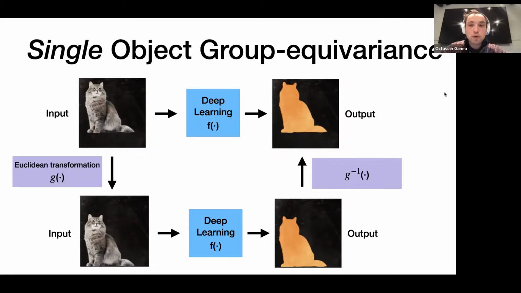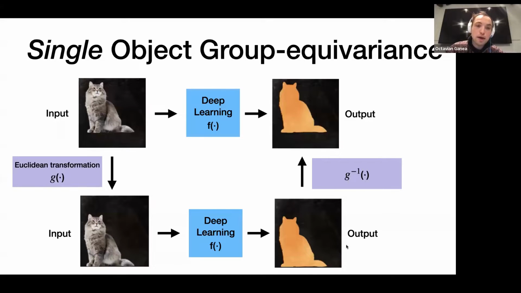When we talk about group equivariance or Euclidean symmetries incorporated in deep learning models, we have in mind this classic, already becoming very classic, model of convnets, which takes as input an image and applies a deep learning model to do maybe image segmentation. Now if we apply a Euclidean transformation, so we slightly translate the object in the image, and then we apply the same deep learning model, what we want is to guarantee that the output of this deep learning model is such that if we invert the initial Euclidean transformation, we are going to recover the output of the first image.